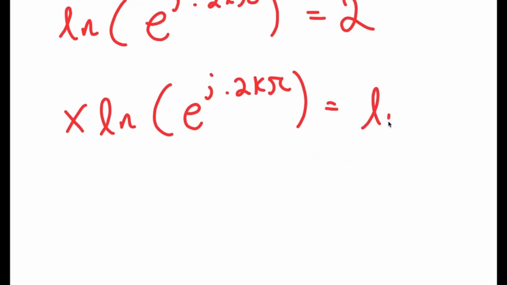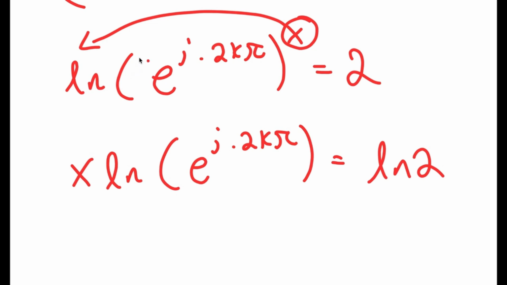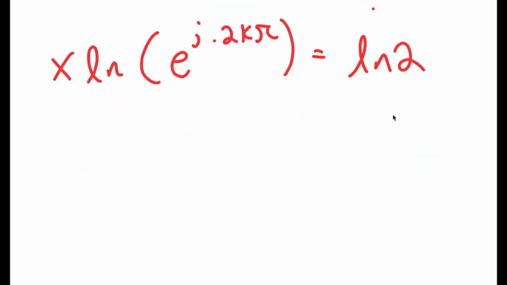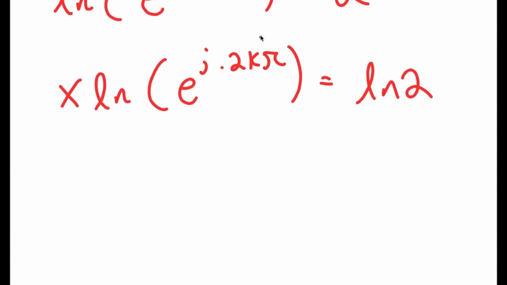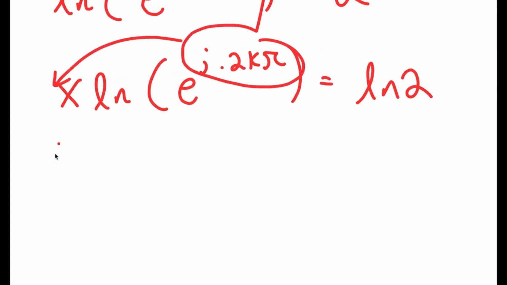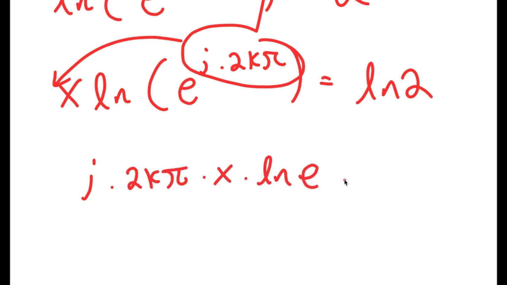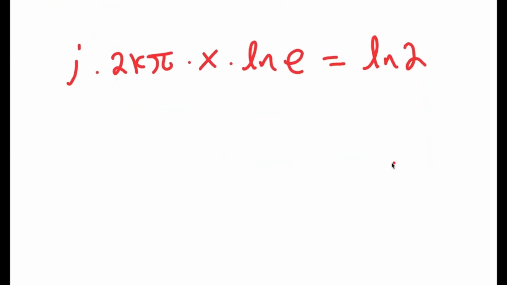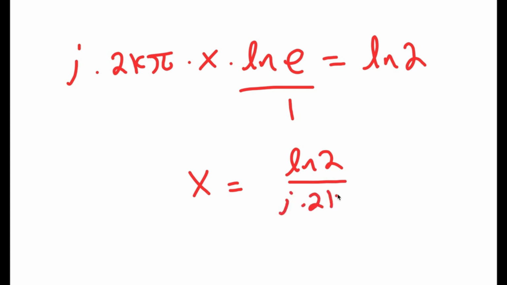is equal to ln of 2, because if you take ln on one side, you have to do the other side. And now I can also move i times 2k pi to the front. So I have i times 2k pi times x times ln e is equal to ln 2. ln e is simply equal to 1. So I get x is equal to ln 2 over i times 2k pi.